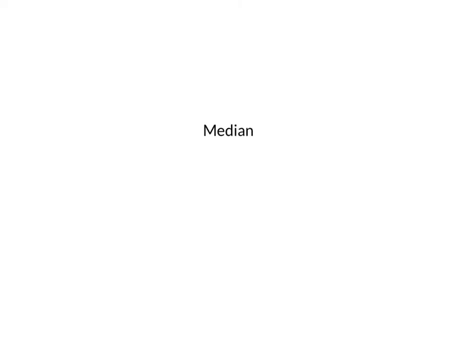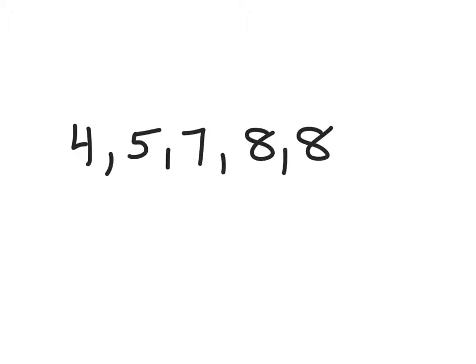Hello, in this video we're going to go over finding the median in a set of data. The median is the middle number in a set of data. The first and most important thing to do is make sure that your data set is ordered from least to greatest. When you have a small data set, it's very easy to see which is the middle number.